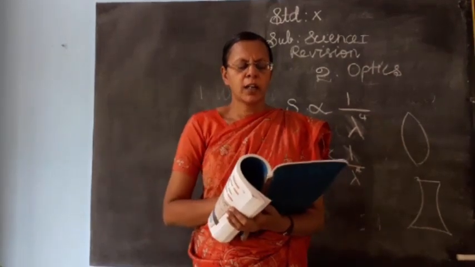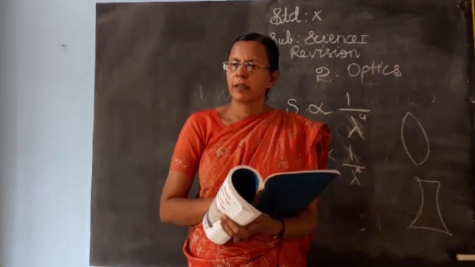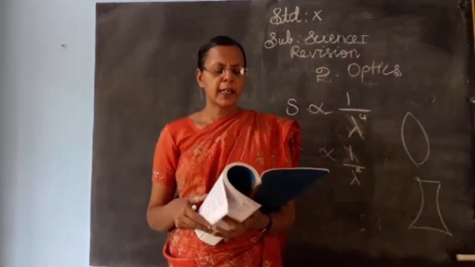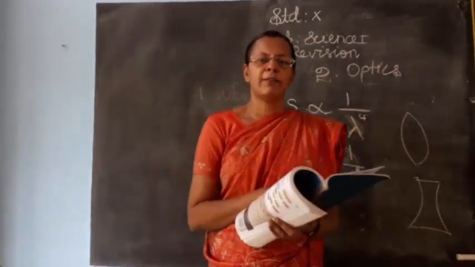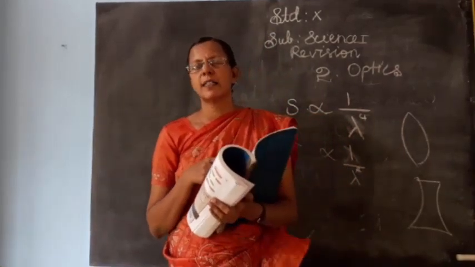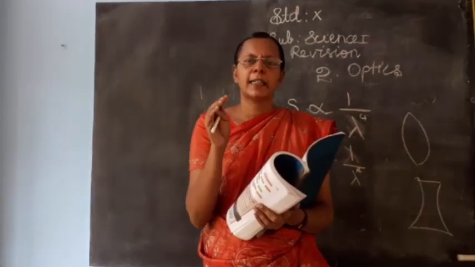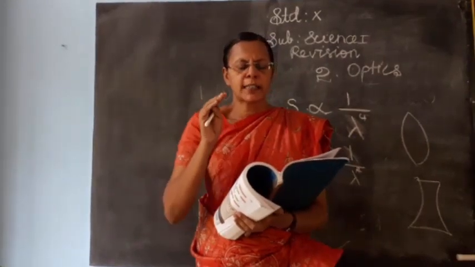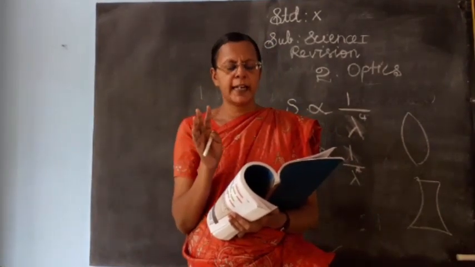Why are traffic signals red in color? Same thing. You see here, red color has a long wavelength, can travel for long distances. So from a long distance, we can see that red color. Okay. So the traffic signals are in red color.